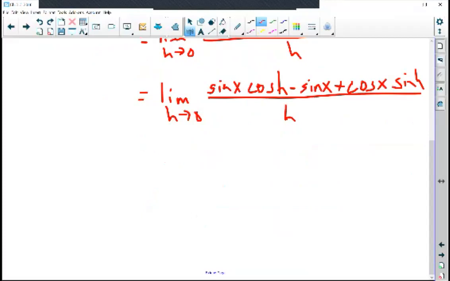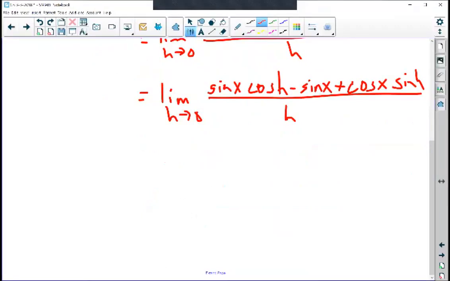Anytime we have a fraction with addition or subtraction in the numerator, we can break that fraction apart into the sum or difference of fractions with the same denominator. So I'm going to take this and make two fractions. I'm going to make one with sine x cosine h minus sine x over h plus cosine x sine h over h.